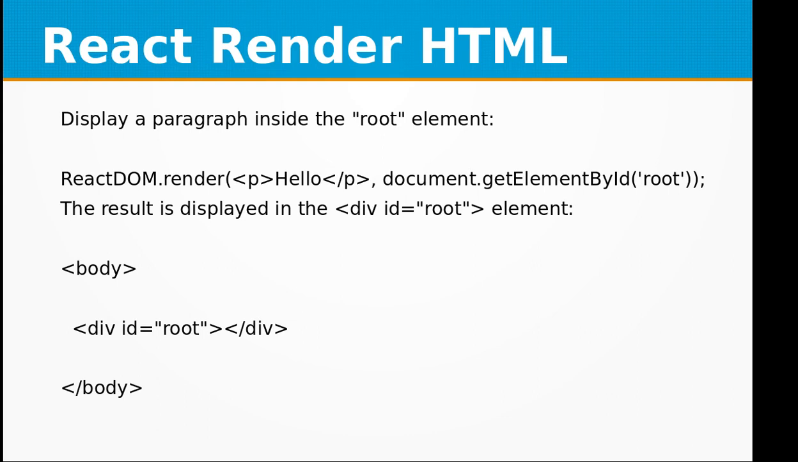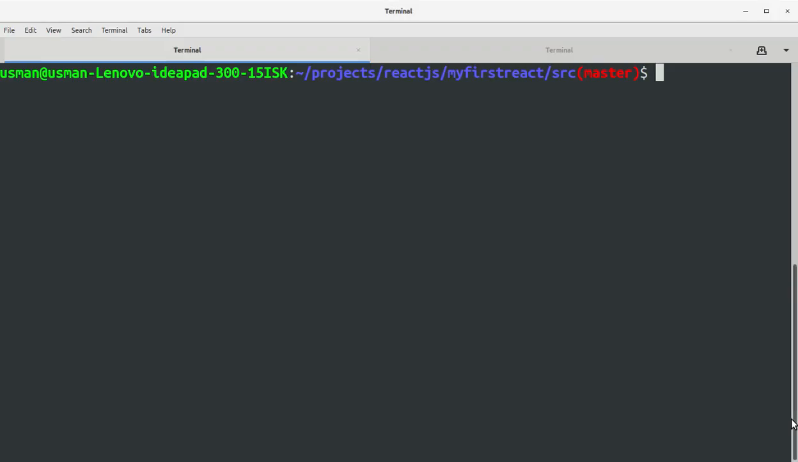Okay, let's say if we want to display a paragraph inside the root element. So we can say ReactDOM.render and hello within the paragraph tag, document.getElementById root. The result is displayed in the div id root element. Let's look how this works.